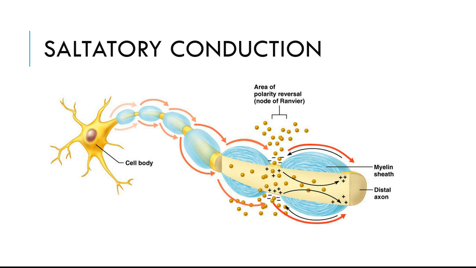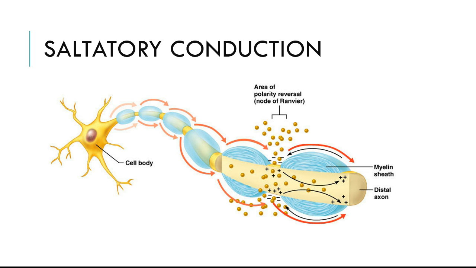Okay, but it can only affect the gates of the next segment. Correct. It can only affect the gates of the next segment because the previous segment is in its refractory period. It can only go one way, from the hillock towards the terminal. Does that help at all?